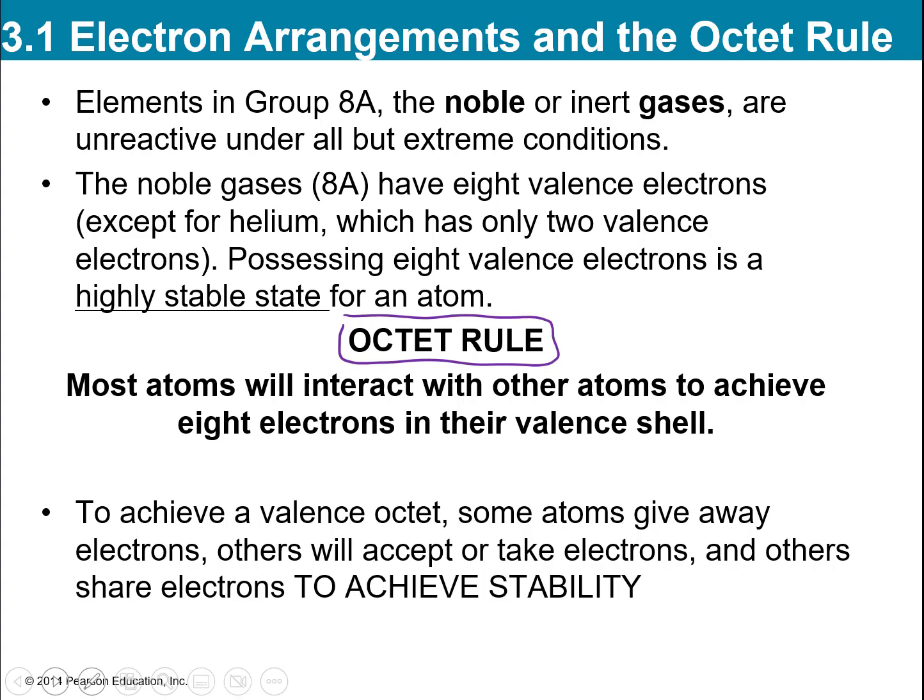So some atoms are going to give up their electrons. Some atoms are going to accept electrons. Some atoms are going to have to share electrons in order to create stability. But this is how we end up coming up with chemical bonds.